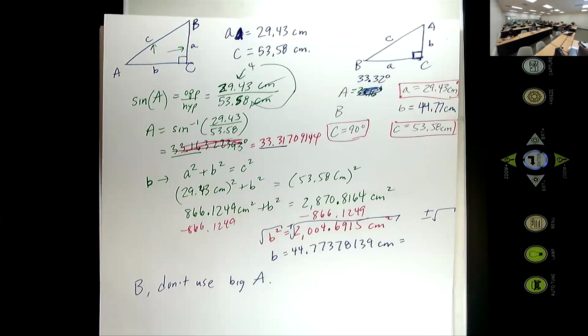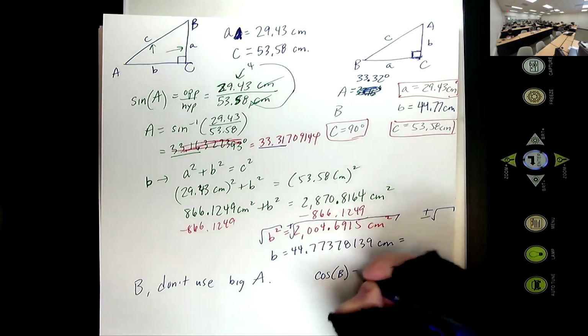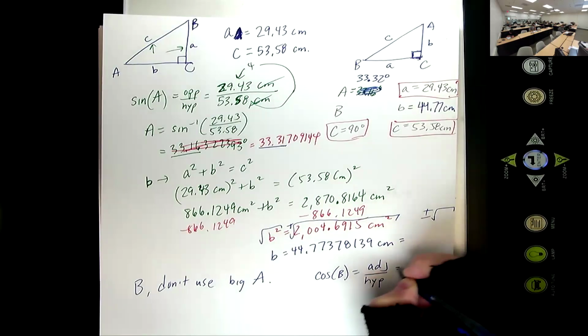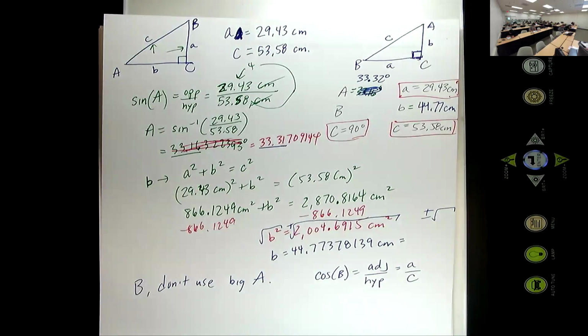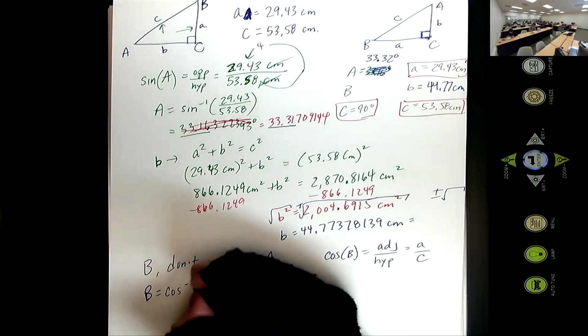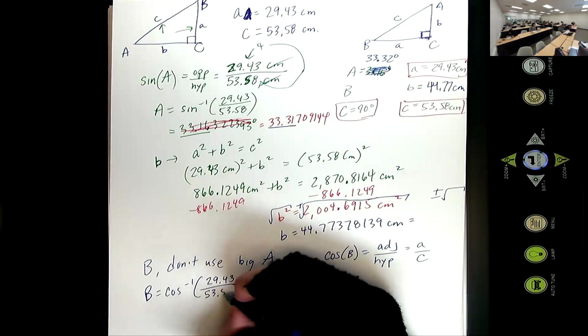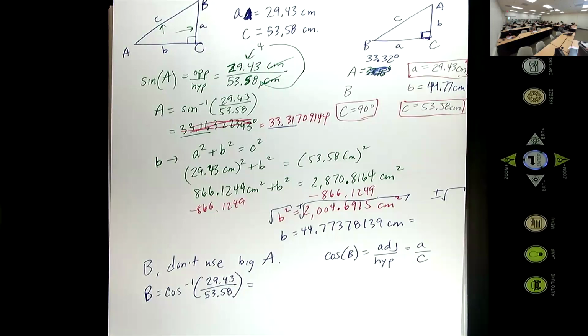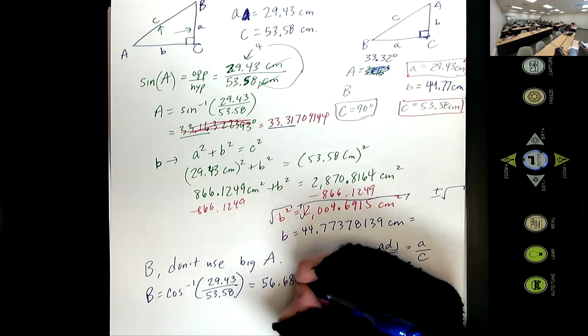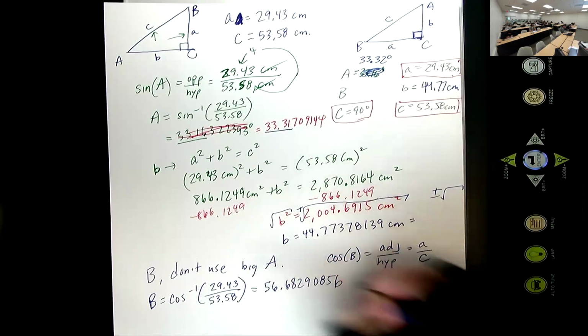It's a cosine, right? For big B. Cosine has adjacent and hypotenuse, and that happens to be A over C. So big B will be cosine inverse of those. Anybody else get that?